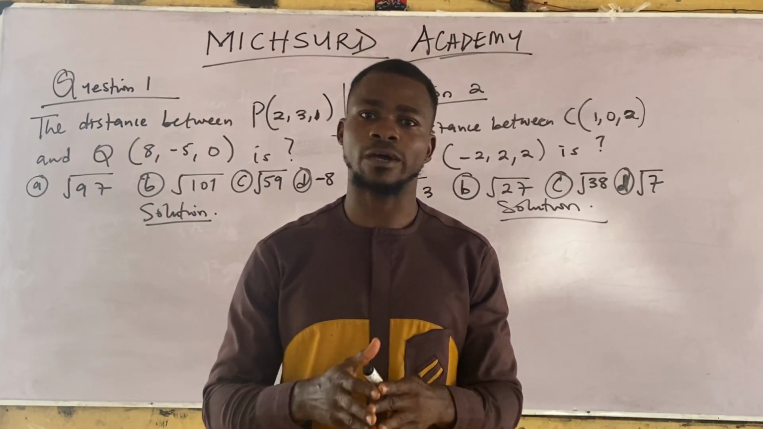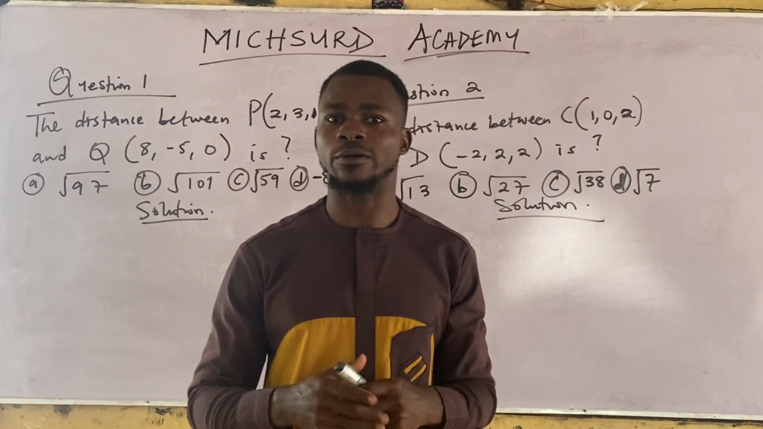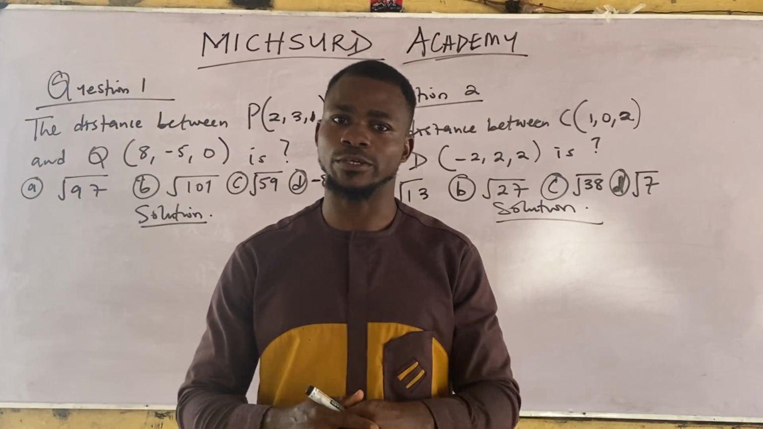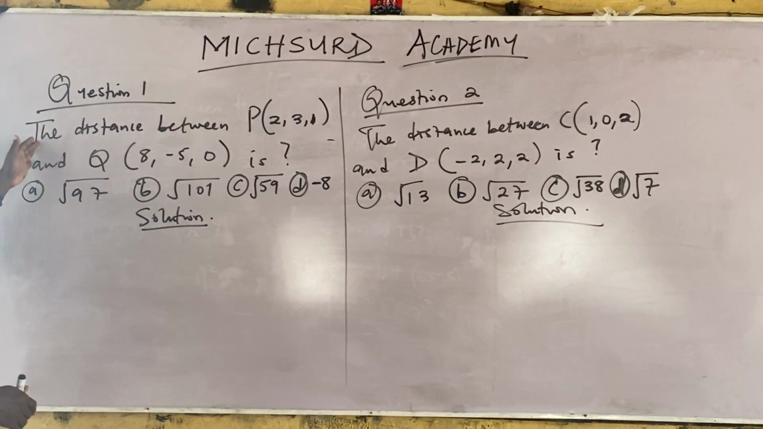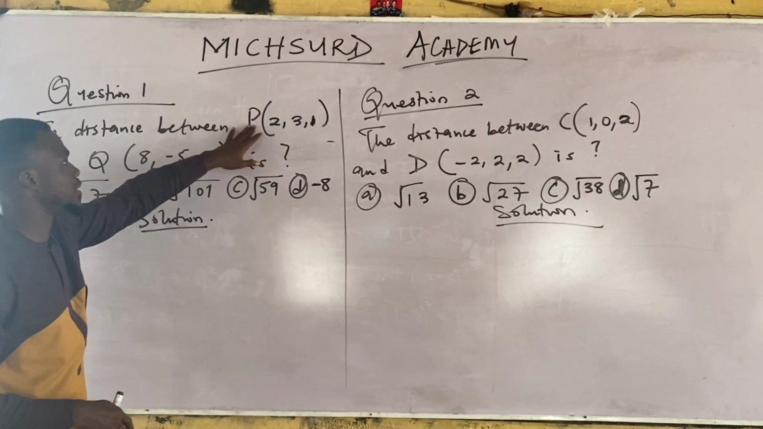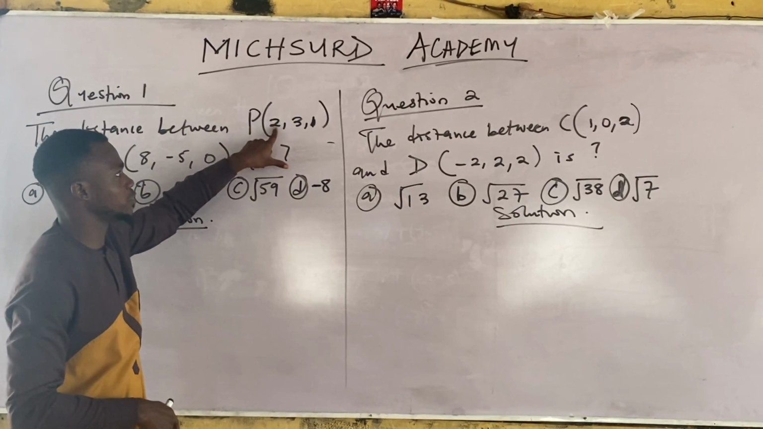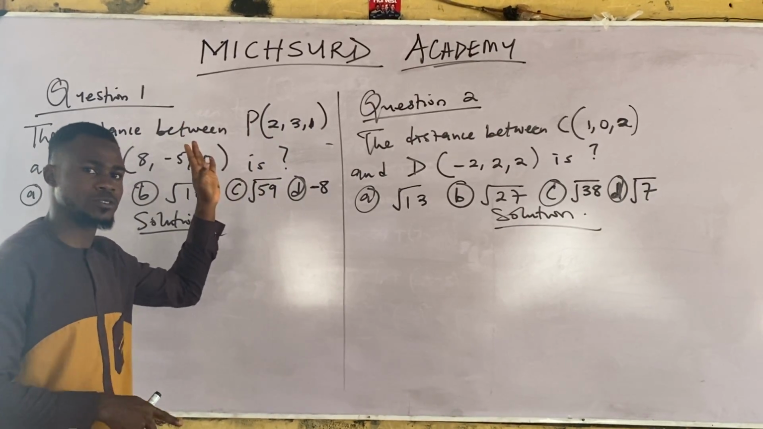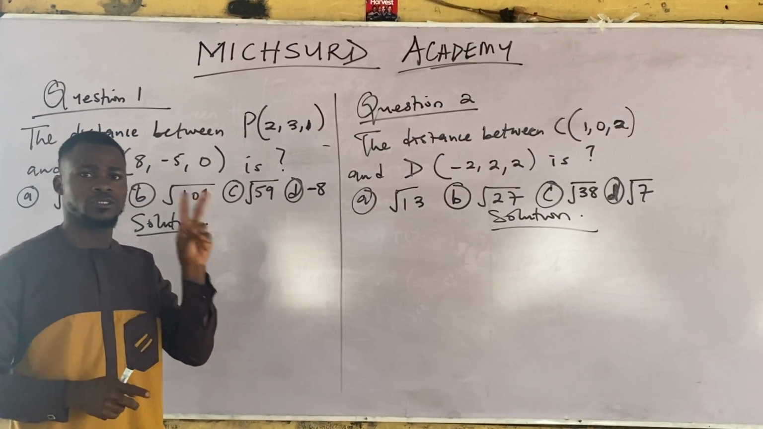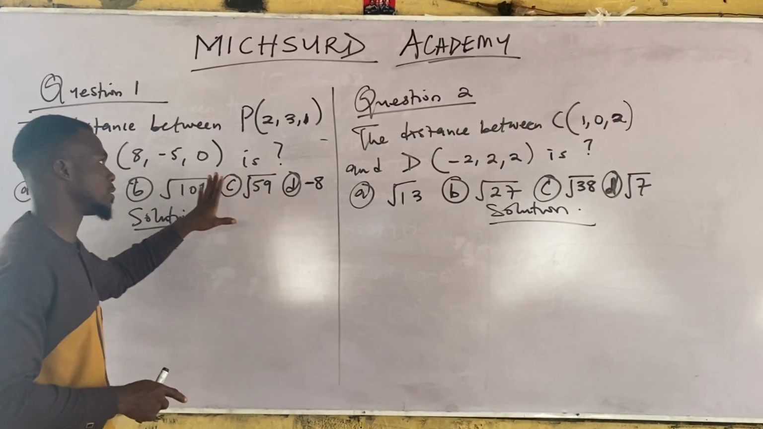So today we have two questions on distance, but this time around we'll be looking at three dimensions. So this is the question. Question 1: the distance between the points P and Q. So these are two points, but if you watch, the dimension is three-dimensional, unlike the one we solved in our previous class, which is just two dimensions. So we'll be dealing with three-dimension distance today.